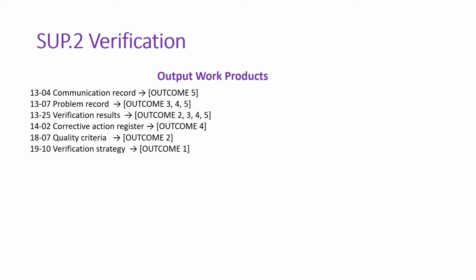The corrective action register, with identification, tracking, analyzing corrective action, all these things will be part of it. And quality criteria: you need to define the criteria as part of your strategy, so this will be part of your verification strategy itself. So everything, these are the outcomes of this process area.